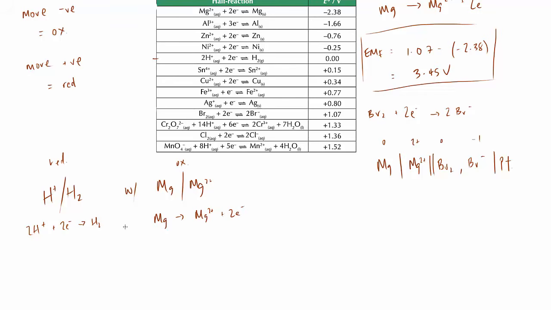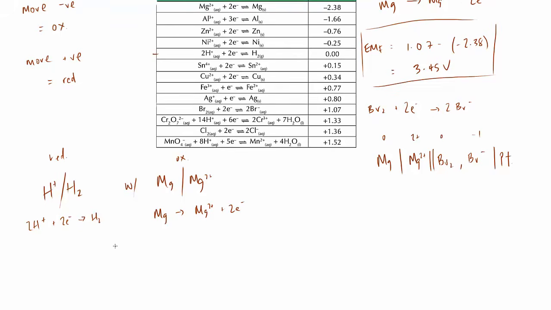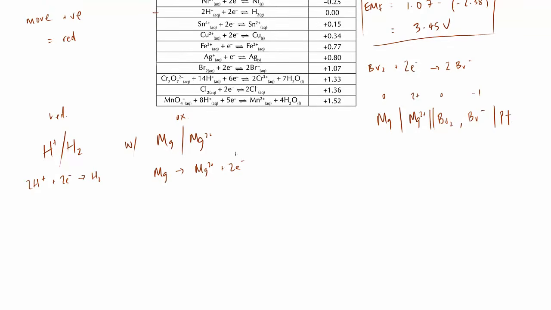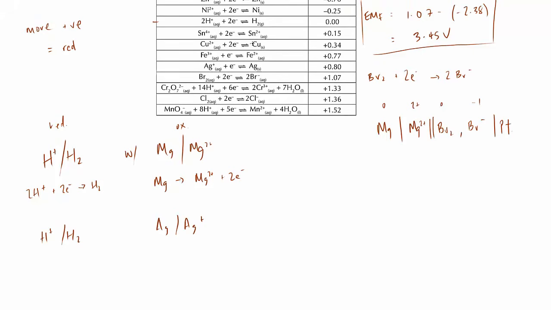However, if we had this same hydrogen here, but this time we did it with, say, the silver, H2 with silver plus, now we would have the opposite occurring, because the hydrogen now, looking at my table at the top here, has the more negative value, the silver has the more positive. So hydrogen would now be undergoing oxidation and the silver would now be undergoing reduction.